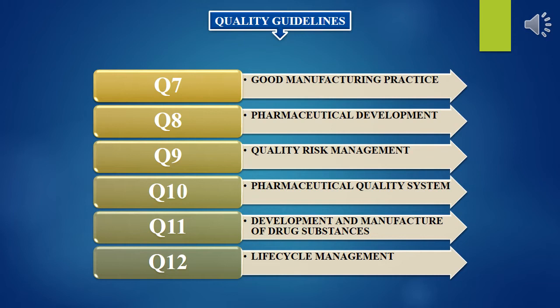You know what drug substances and drug products are. Drug substances are nothing but active pharmaceutical ingredients. Drug products are the formulated forms of those APIs.